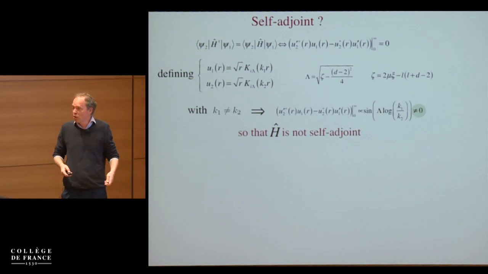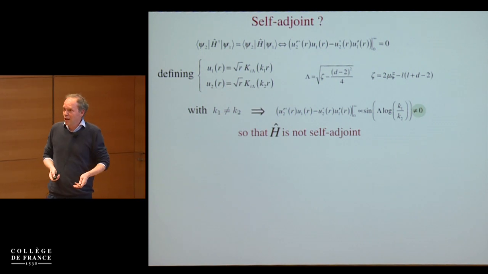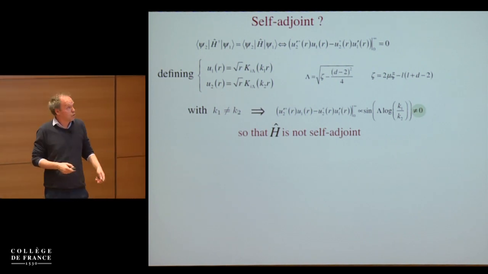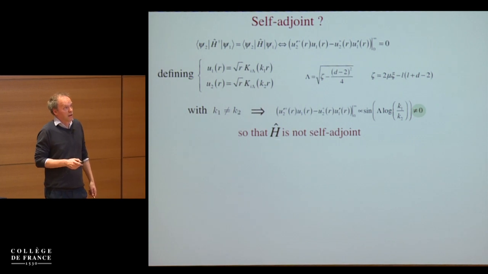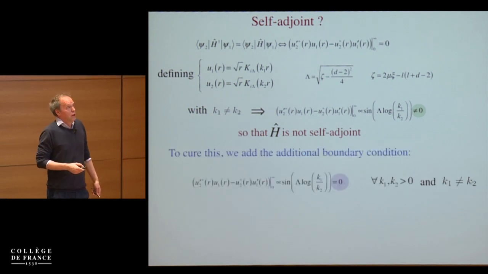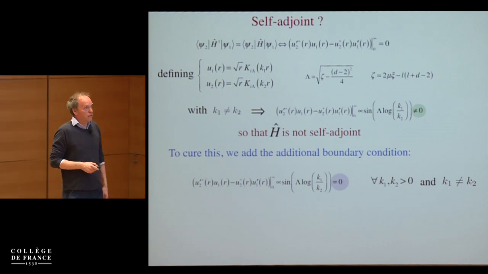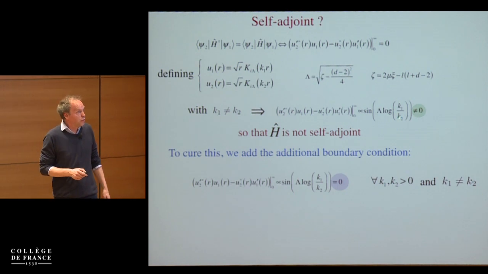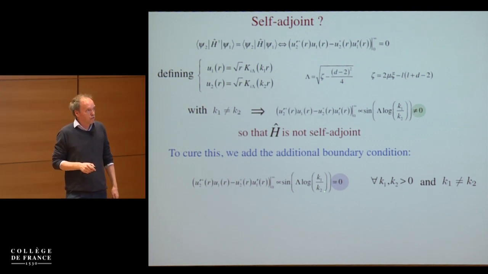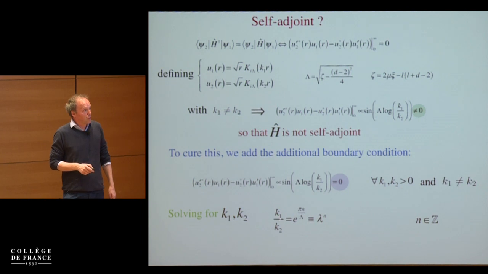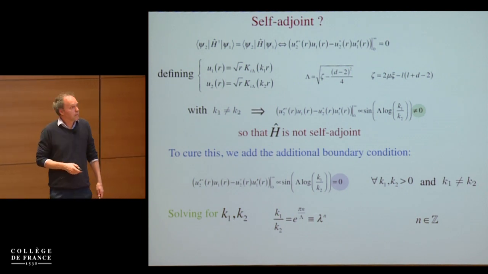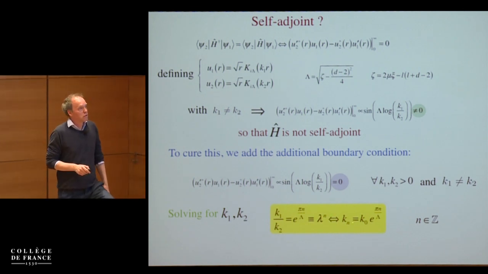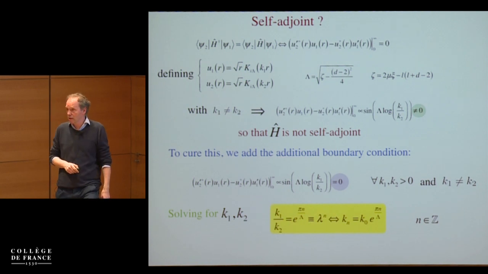So what we call the integrated part that usually falls down, here it has no reason to vanish. And therefore, H is not self-adjoint because this is not 0. This is not equal to this. So to cure this, we add an additional boundary condition, and this additional boundary condition is very simple. Now we want to force this to be equal to 0. So if we force this to be equal to 0 for any K1, K2, K1 different from K2, then what we get is that this ratio should be equal to that. And this means that the energies are equal to some value times this exponential of pi n divided by lambda, where this lambda again is this universal parameter here. Very simple.